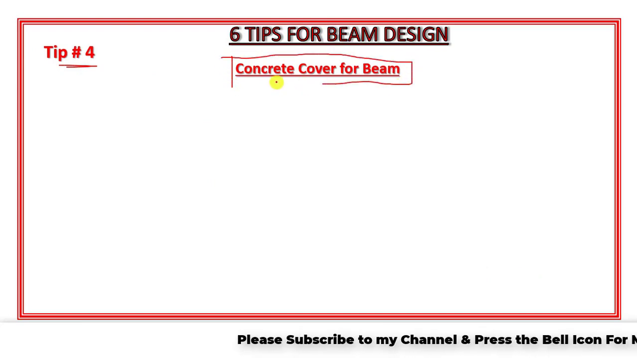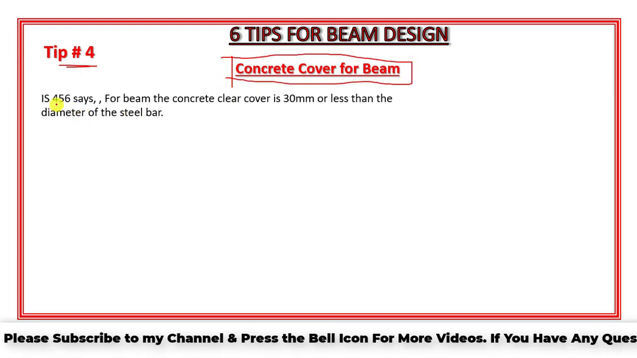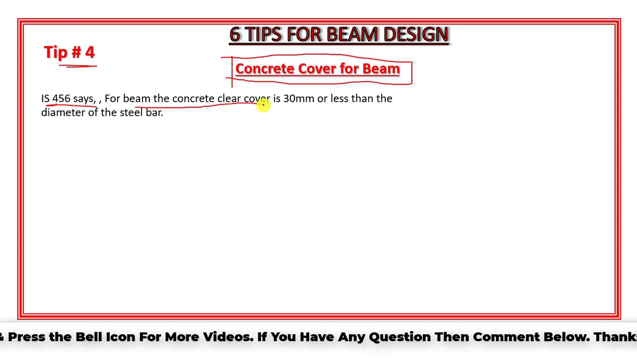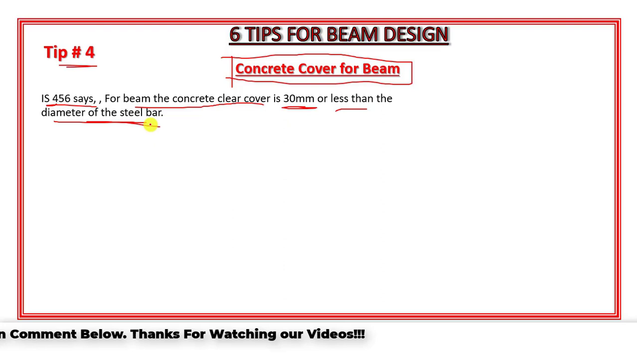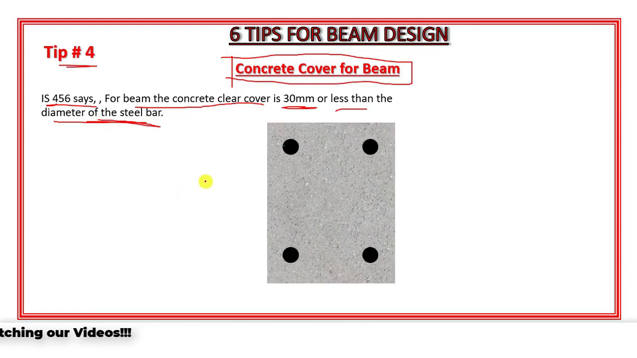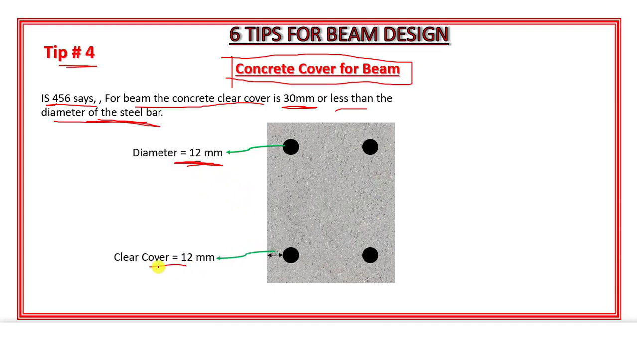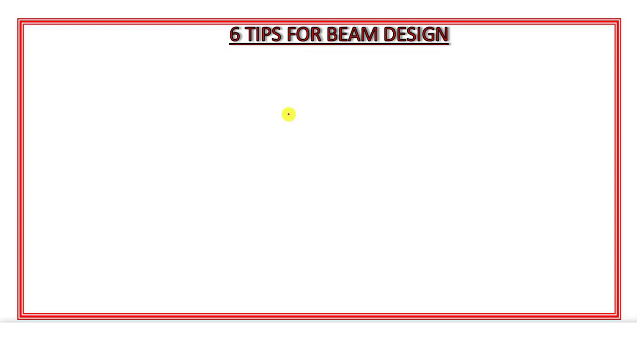Okay, now in tip number 4 I will be talking about concrete clear cover. So as per IS 456, for beam the concrete clear cover is 30 mm or the diameter of the steel bar, whichever is less. So let's say if the diameter of the main bar used in a beam is 12 mm, then the clear cover will also be 12 mm. And if in case the diameter of the main bar is greater than 30 mm, then you have to provide the clear cover of 30 mm in beam.